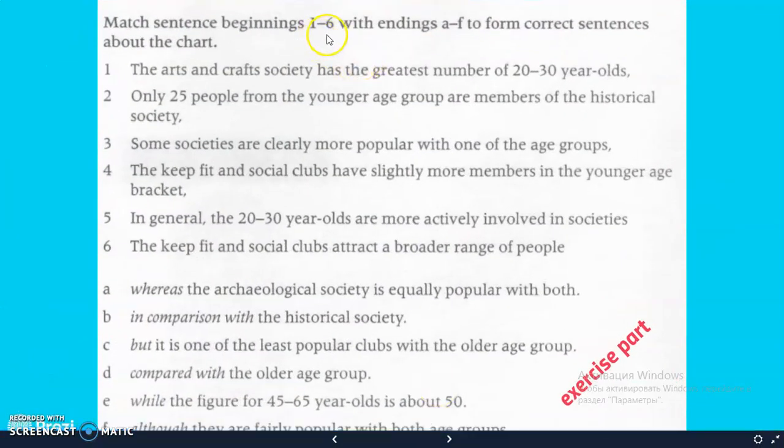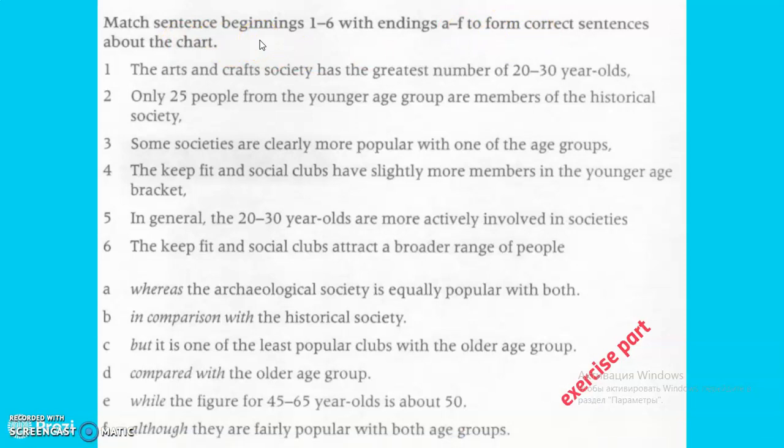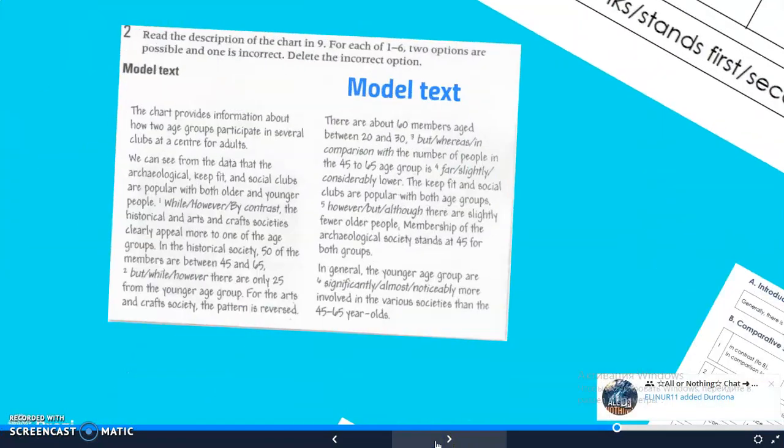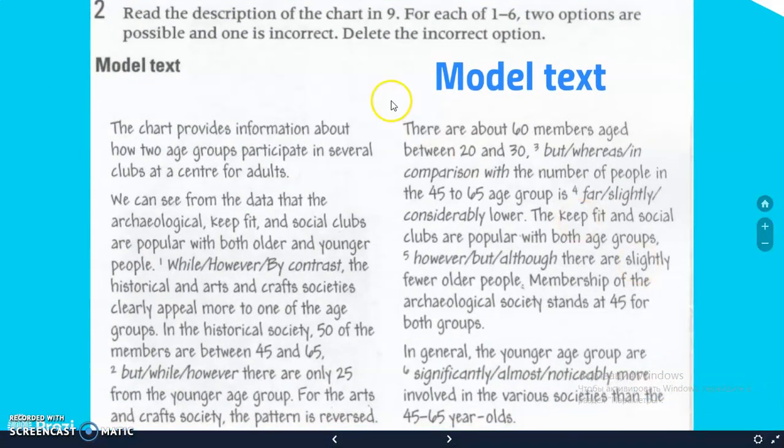So match sentence beginnings 1 to 6 with endings A to F to form correct sentences about the chart. This is your home task. You will do it yourself individually, then we will discuss it further in our Telegram group. So this is the module text, and your next task would be to paraphrase this module text with your own words.